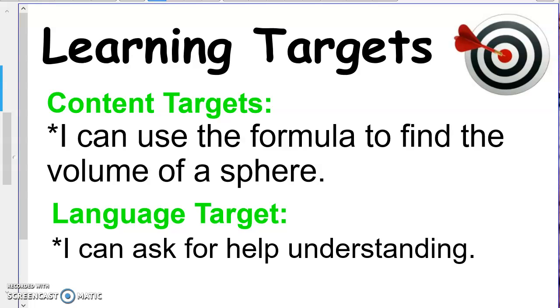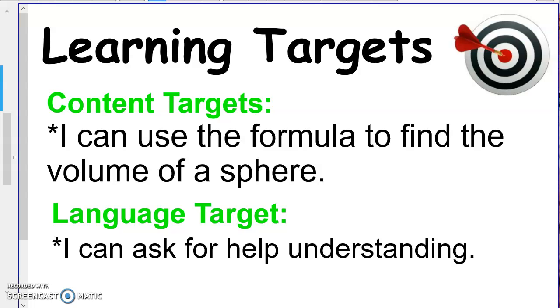Good morning, sixth graders. Today's lesson is using a formula to find the volume of a sphere. Now, you all probably have many spheres that you use in your real life, especially if you're an athlete and you play basketball, golf, softball, baseball. But spheres are very common shapes that you see a lot, and we are going to find the volume of it. Hopefully you watched the intro video.